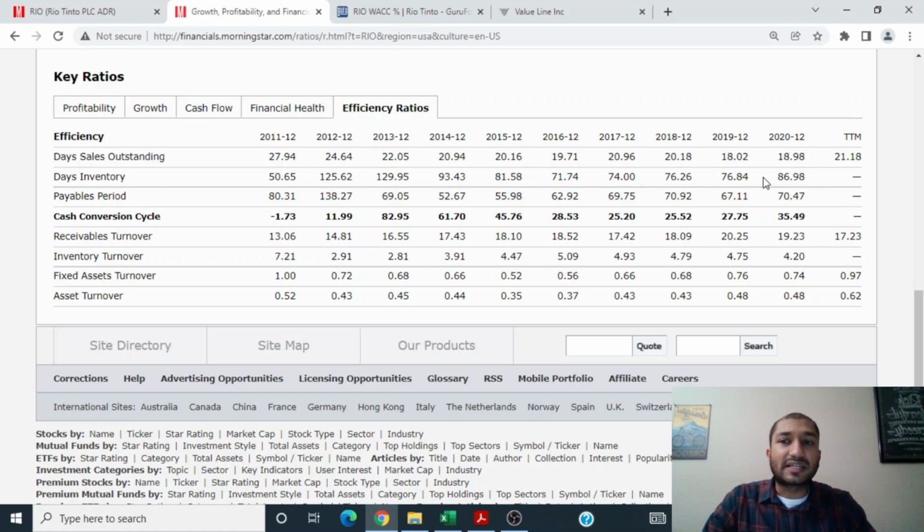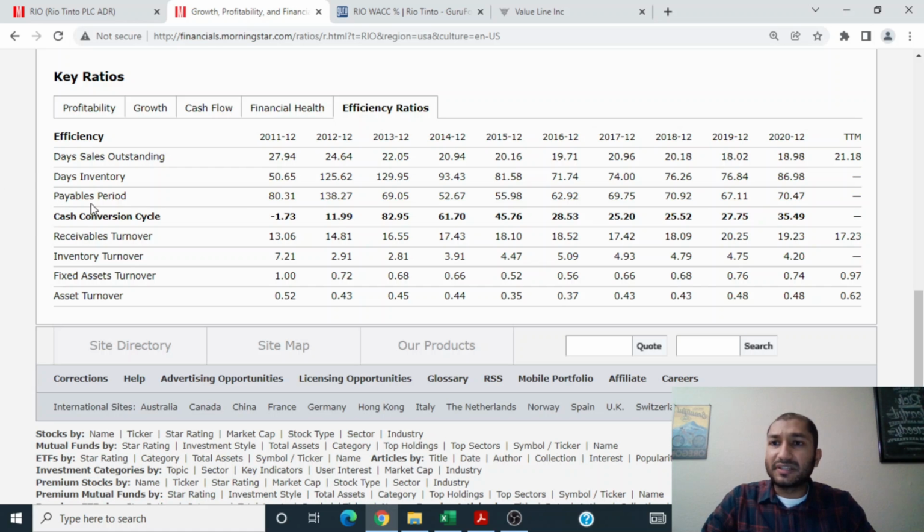What we do not want to see is a company whose days inventory number is growing rapidly, as that tells us that the company's products are just sitting around as assets on the company's balance sheet, and we as investors want to see those assets being pulled off the balance sheet and being shown as income on the company's income statement. However, for a commodity-like business, it's not uncommon to see periods where the company builds up its inventory.